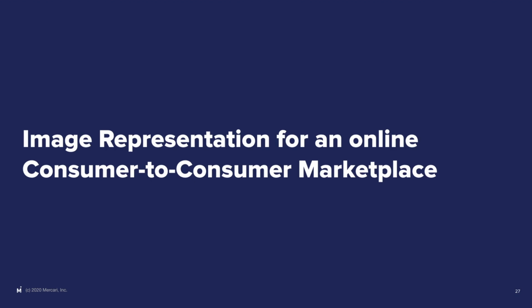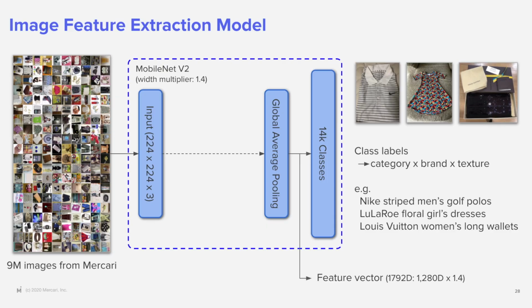When I developed the image feature extractor for the visual search system, I encountered a C2C marketplace specific issue. I will share the issue and how I mitigated it. The model for the feature extraction is MobileNet v2. The model was trained with a classification problem setting.